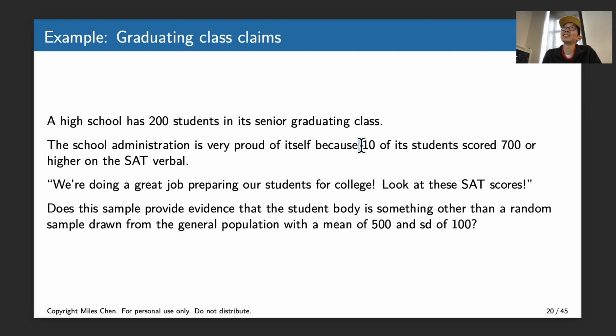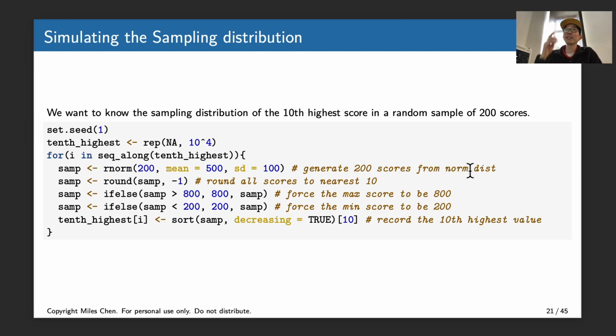Is 10 out of 200 scoring 700 or higher remarkable? I don't know, right? You might be able to sit and figure this out, but again, with parametric bootstrap, we just randomize and see what happens. How often does something like this happen? What is the distribution of the 10th highest score? That's a weird thing to figure out, right? But it's easy with parametric bootstrap.